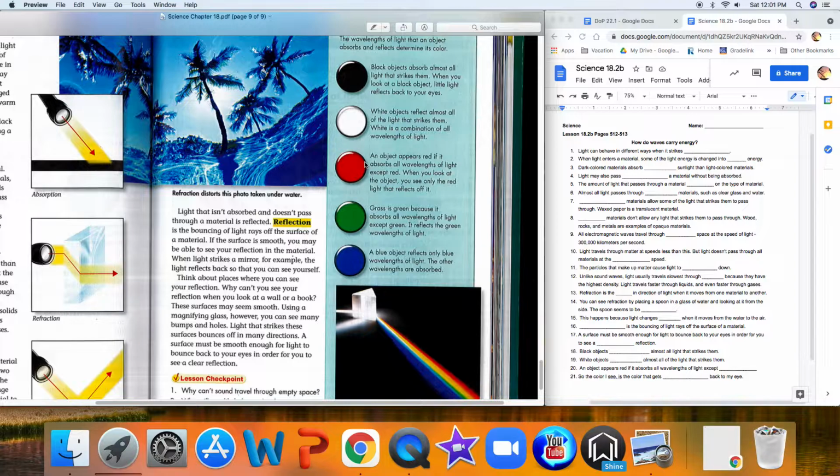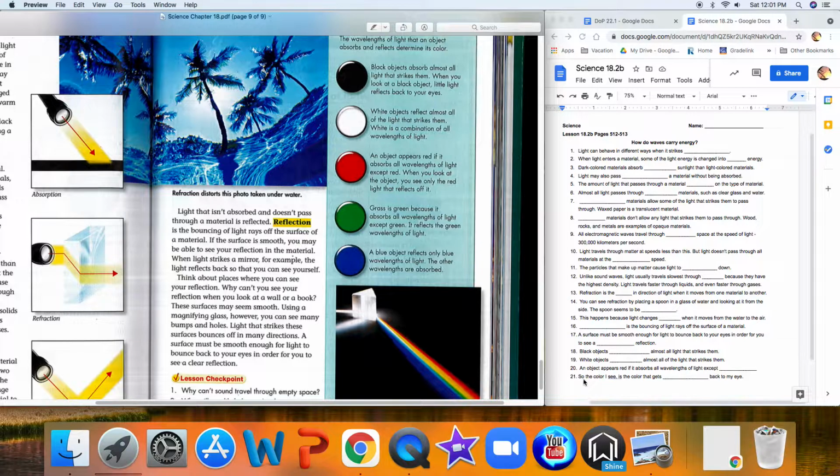How do I see colors? An object appears red if it absorbs everything except red. So when you look at an object, you are only seeing this little wavelength of red bounce back to your eye. All the rest of these colors of wavelength got absorbed. Grass is green because green bounces back. So in this case, the purple, the yellow, the red gets absorbed, and the green bounces back. Blue reflects only blue. Everything else is absorbed.